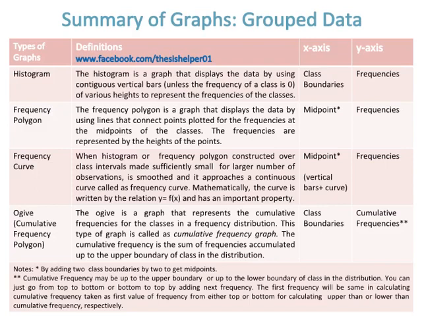Notes: add 2 class boundaries and divide by 2 to get midpoints. Cumulative frequency may be up to the upper boundary or up to the lower boundary of a class in the distribution. You can just go from top to bottom or bottom to top by adding the next frequency. The first frequency will be the same in calculating cumulative frequency, taken as the first value of frequency from either top or bottom for calculating less than or greater than cumulative frequency, respectively.